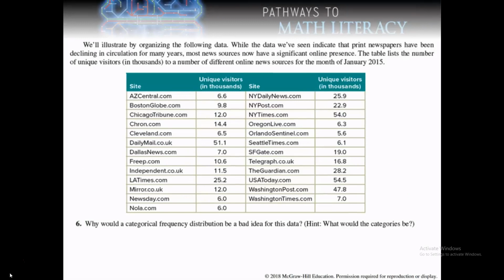Here we have some data on visitors to websites of different newspapers. And number 6 wants you to look at this data and think about why a categorical frequency distribution would be a bad idea. Well, looking through these values, there are very few repeats, which means almost every newspaper's number would be its own category. That would not be very helpful.